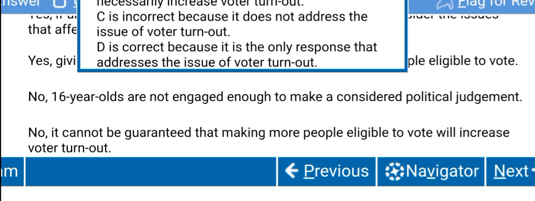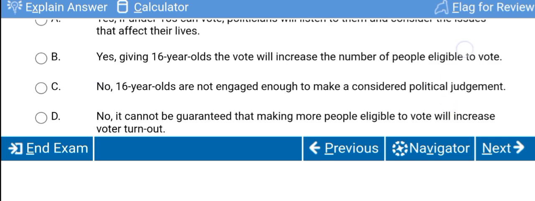And option D is correct because it is the only response that addresses the issue of voter turnout. So here we have correct response is option D, which says no, it cannot be guaranteed that making more people eligible to vote will increase voter turnout.